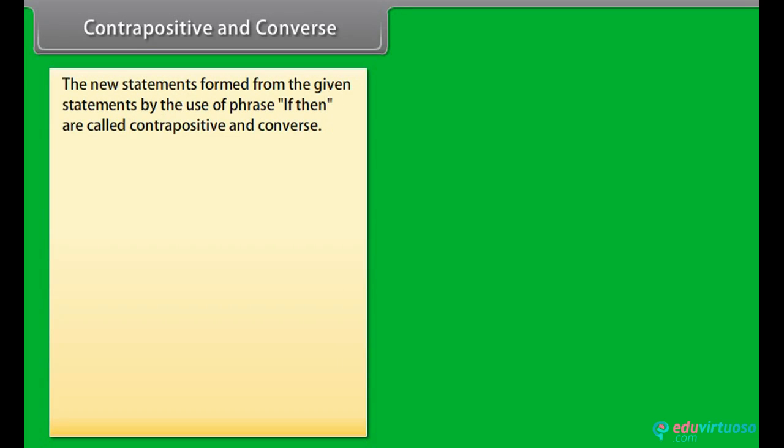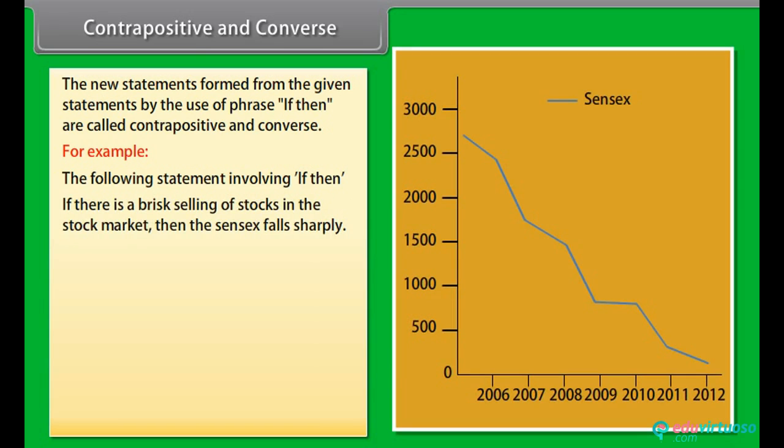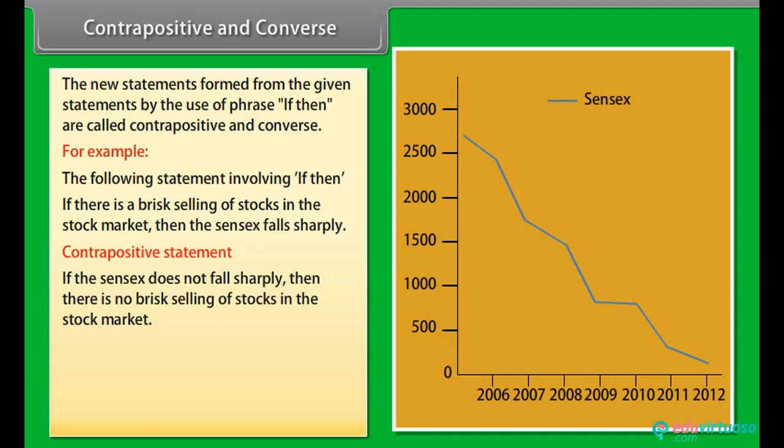Contrapositive and converse. The new statements formed from the given statements by the use of the phrase if-then are called contrapositive and converse. For example, consider the following statement involving if-then. If there is a brisk selling of stocks in the stock market, then the Sensex falls sharply. The contrapositive of this statement is: if the Sensex does not fall sharply, then there is no brisk selling of stocks in the stock market.